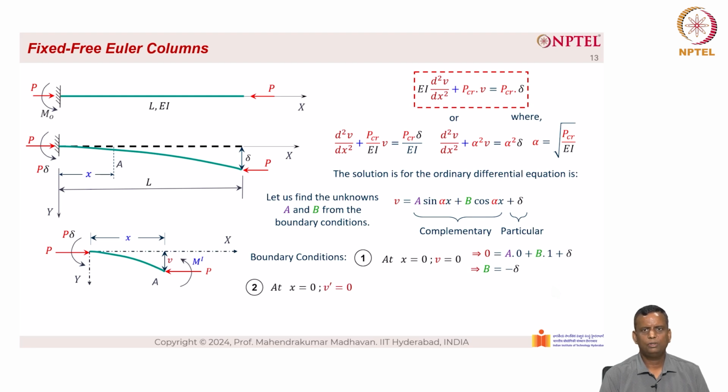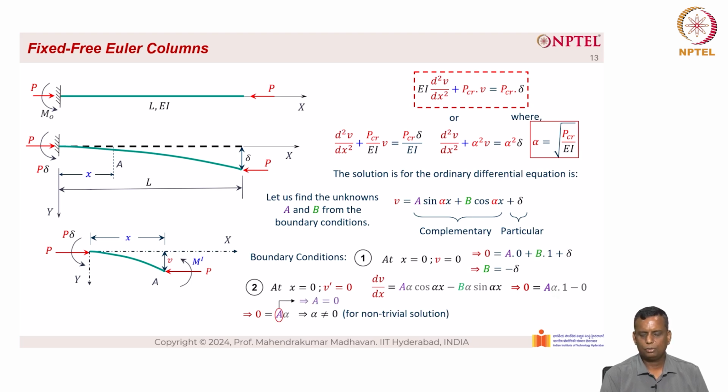Now at x equal to 0, V dash equal to 0 because it's a fixed end, the slope is 0. So we have dV by dx equal to A alpha cos alpha x minus B alpha sin alpha x. The minus term comes because when we differentiate cos, we get minus sin. So we have 0 equal to A alpha into cos 0, which is 1, minus B into alpha into sin 0, which is 0. So the entire term becomes 0. Now we have 0 equal to A alpha. Now alpha cannot be 0 for a non-trivial solution. So A has to be 0.